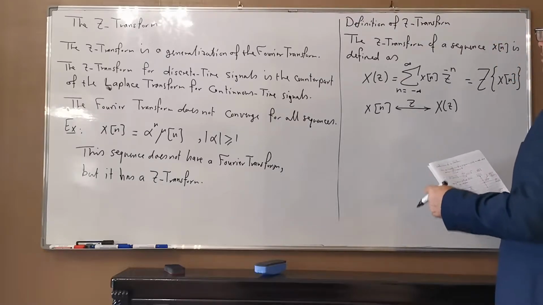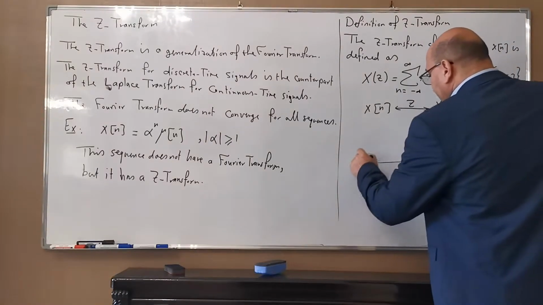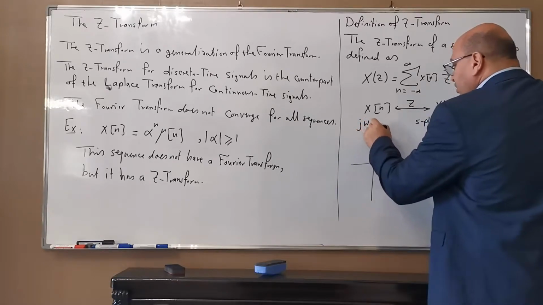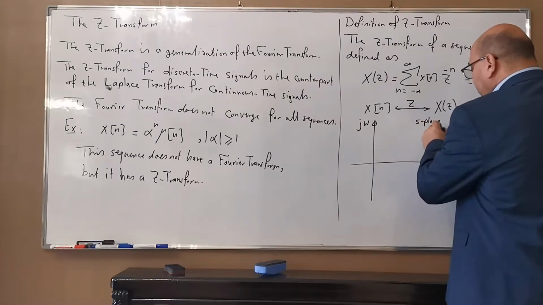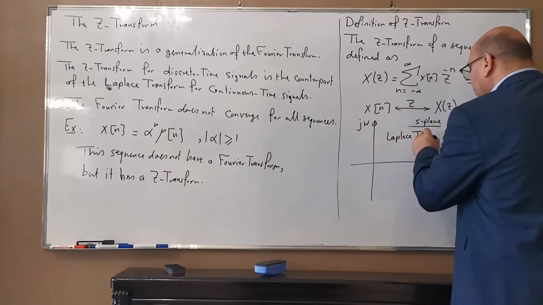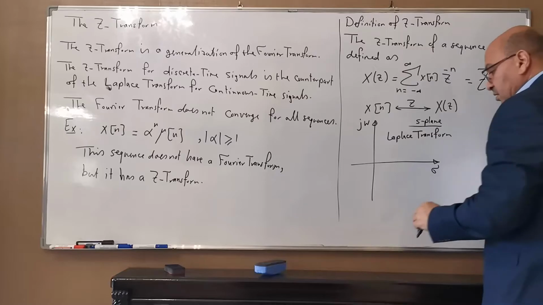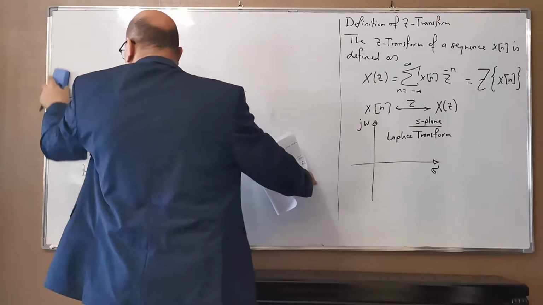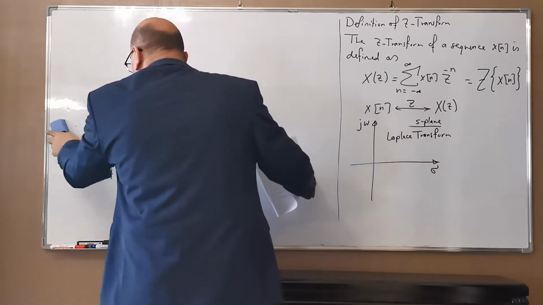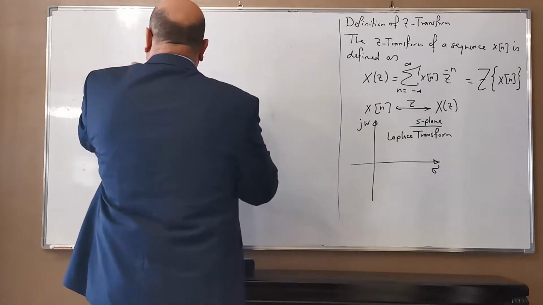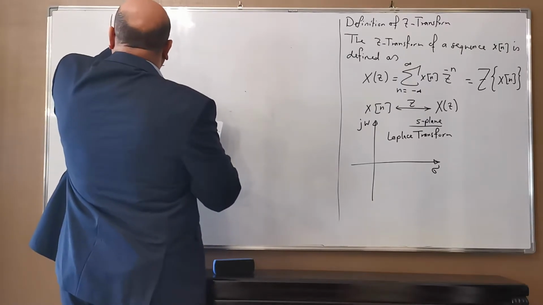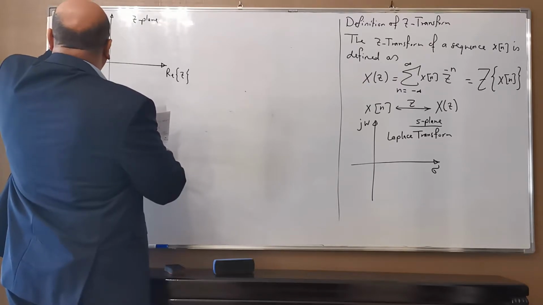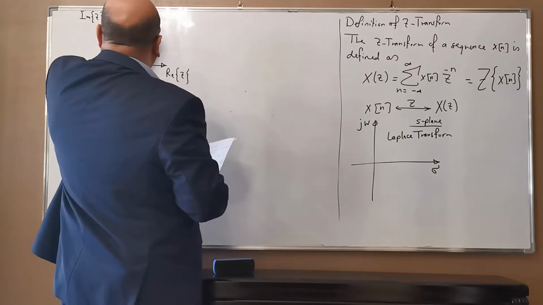Just to look at the z operator in more depth, remember that in the S-plane for the continuous Laplace transform, you have here sigma, and here you have j omega. While for the discrete form, we have the z plane, which is also a complex quantity. So for the z plane, you have the real part of z and the imaginary part of z. So z is a complex quantity.